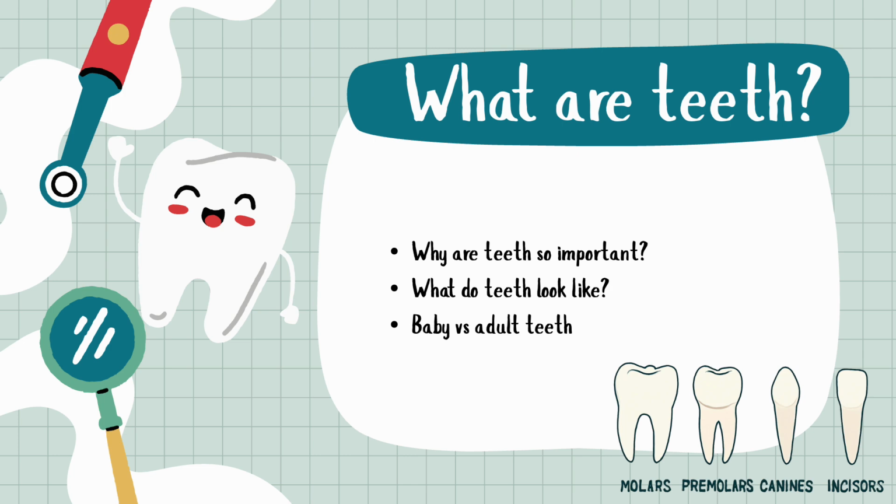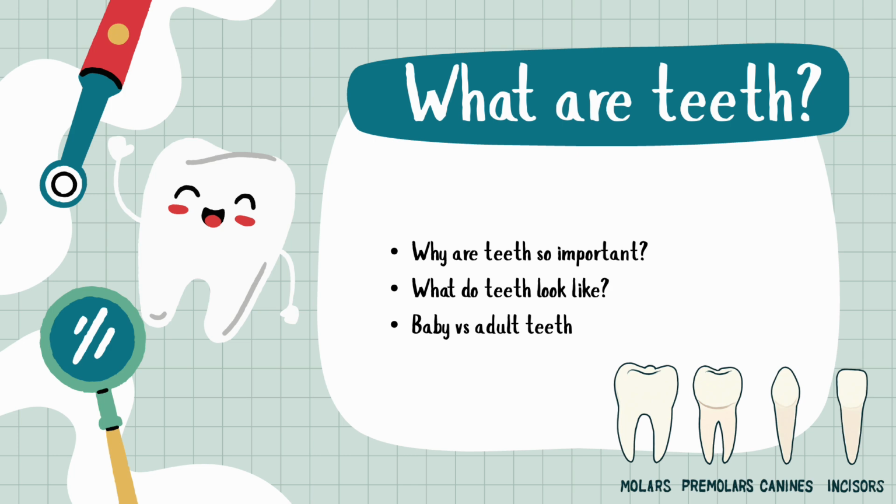Our teeth come in all shapes and sizes, and we have different names for them. So we have incisors at the front of our mouth, which we use for biting and cutting. Next to these we have canines, which are slightly more pointy, and we use these to tear food. And then we have the larger premolars and molars at the back of our mouths, which grind food when we chew.